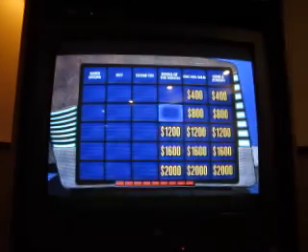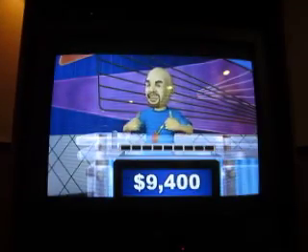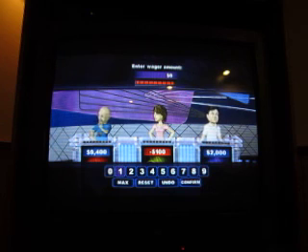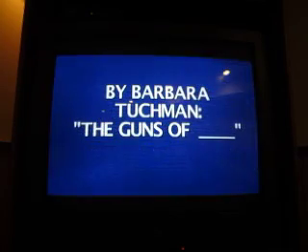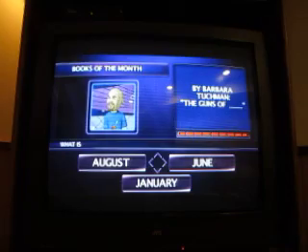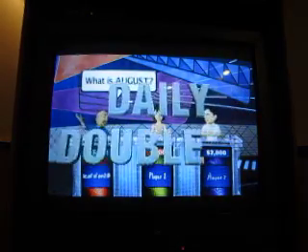Another chance to give me five. Player one. This $1,200 clue, which is the second daily double. You are currently in the lead. What are you going to wager? Answer by Barbara Tuchman. The guns of blank. What is August? You have maintained your lead.